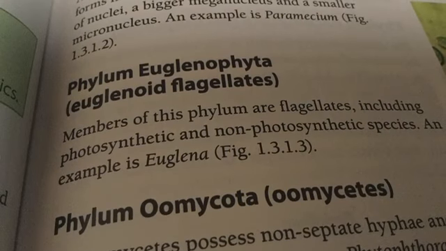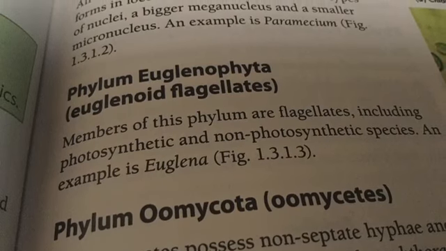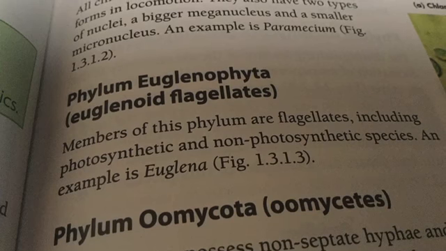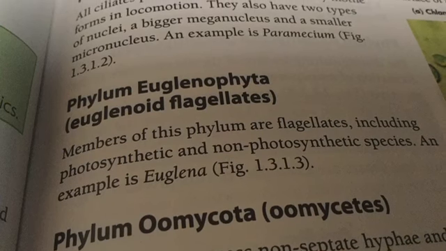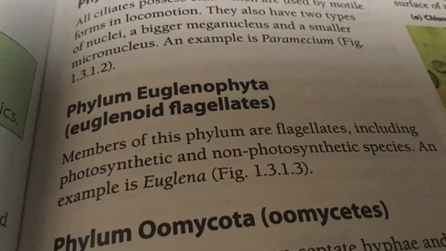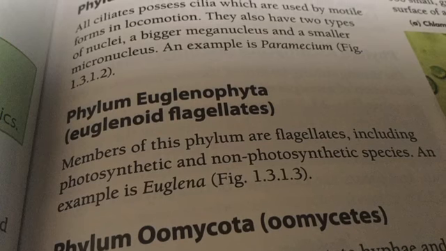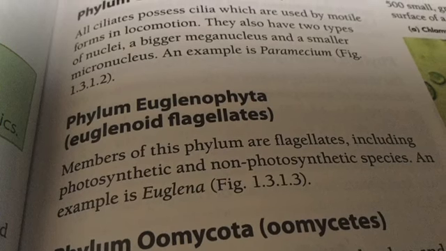Phylum Euglenophyta, euglenoid flagellates. Members of this phylum are flagellates including photosynthetic and non-photosynthetic species. An example is Euglena.